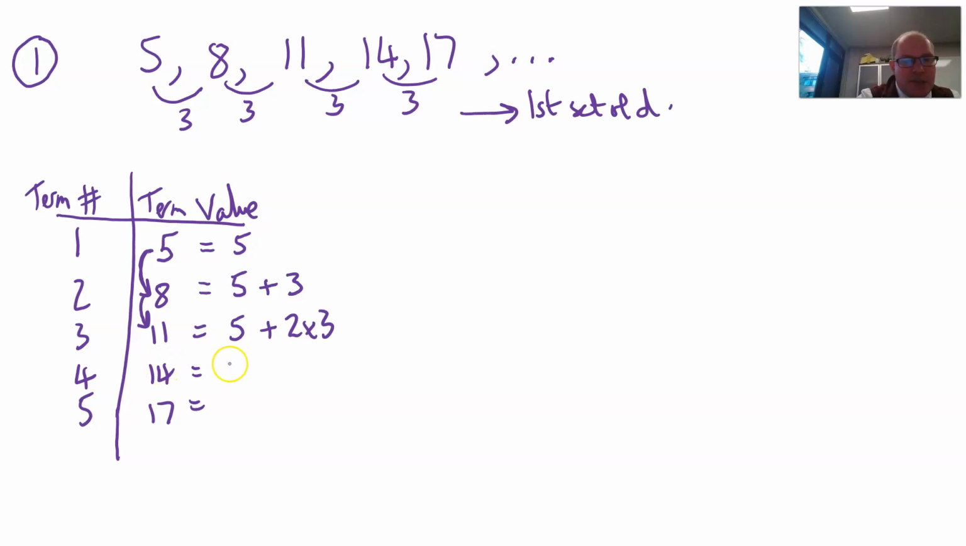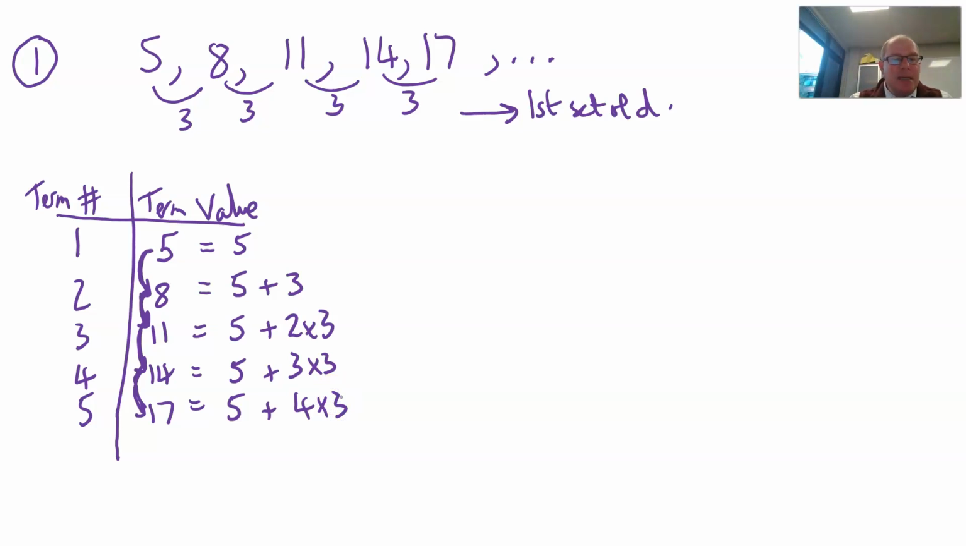So 14, start with the first term, 5. And you can see that I'm adding 1, 2, 3 lots of 3 to get there, which makes sense again because 5 add 9 is 14. And the final one, 17, in my table here, start with 5, always start with the first term, add 1, 2, 3, 4 lots of 3, and that makes 17.